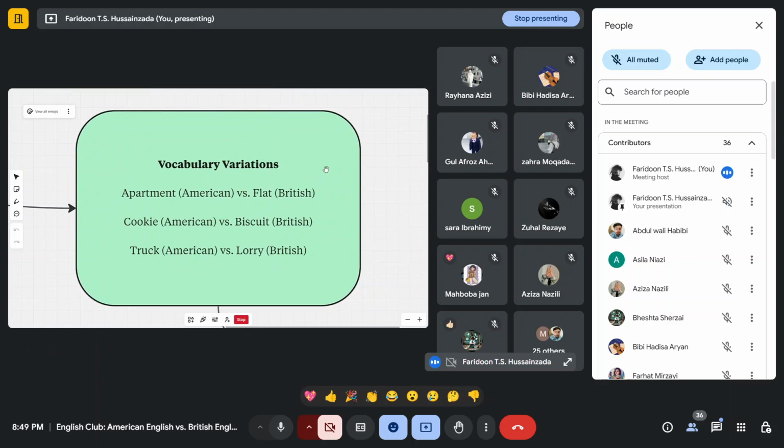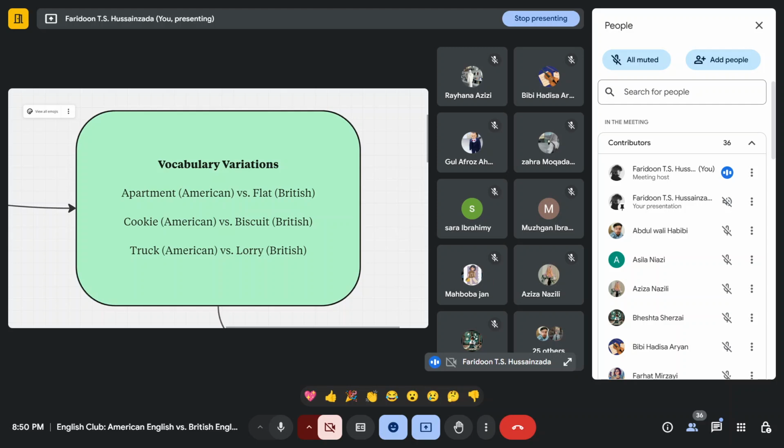The next slide is vocabulary variations. So how are some words different? And again, some of these examples have been given by your friends. The first one was given by your friend Suhaila Karimi. She talked about the difference in the word apartment. Now, apartment is the word that we use in American English, and it talks about one area of living for one family, typically. So one building has many apartments inside.